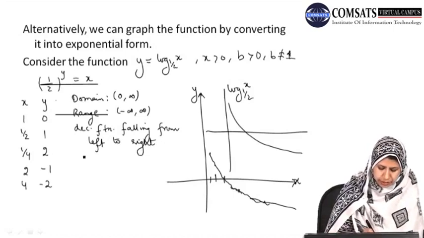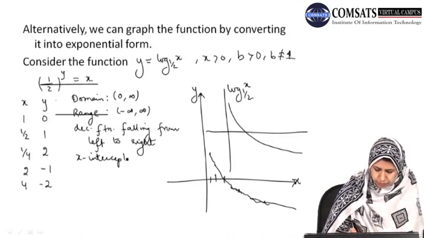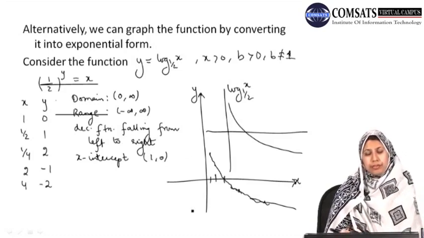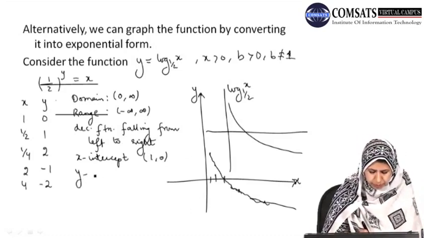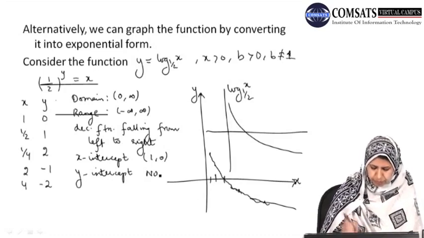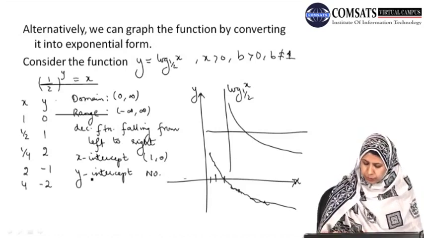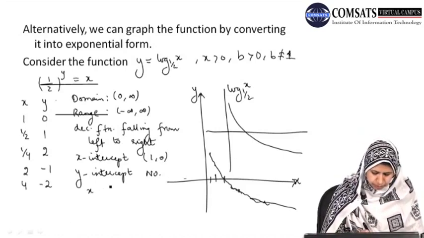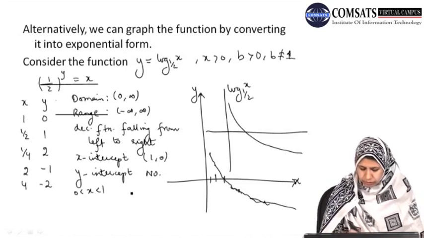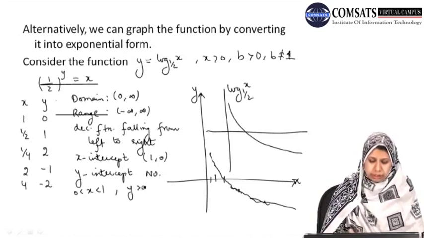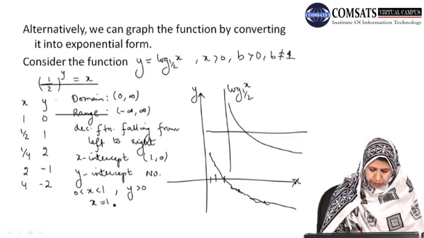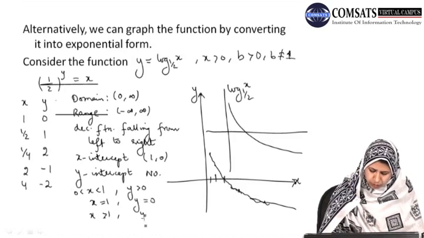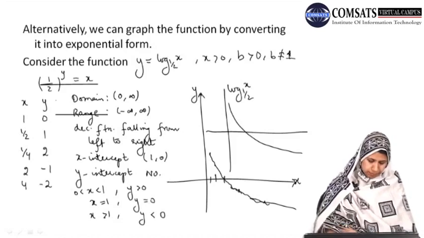We have an x-intercept at (1, 0), and we have no y-intercept. Okay, when x is between 0 and 1, y is positive. When x is equal to 1, y is 0, and when x is greater than 1, y is negative.